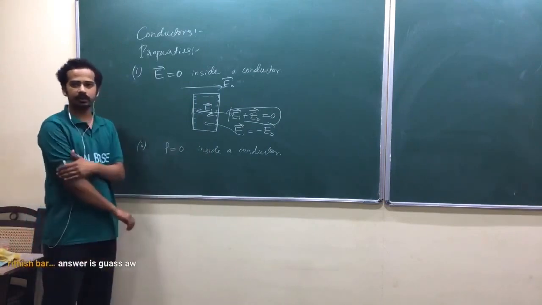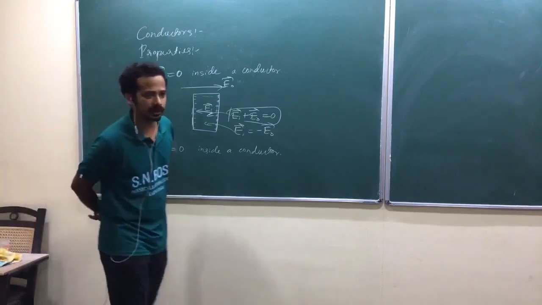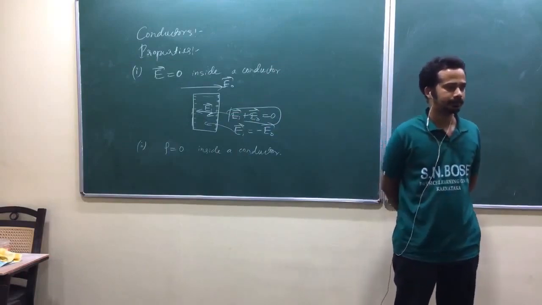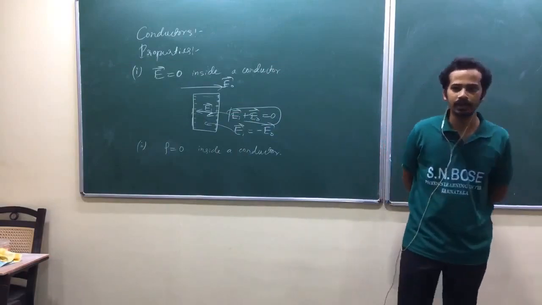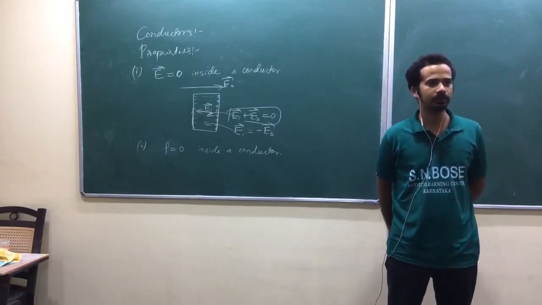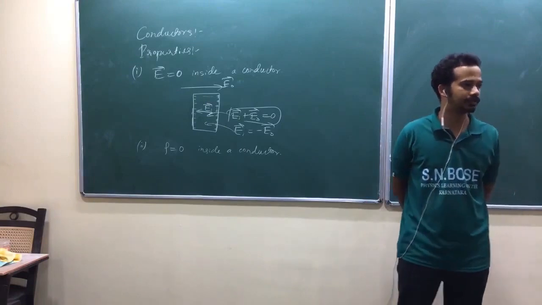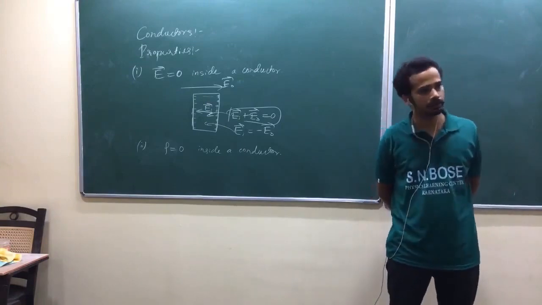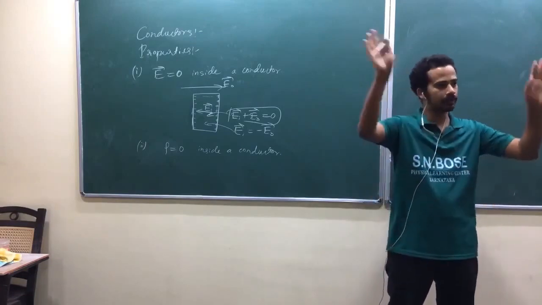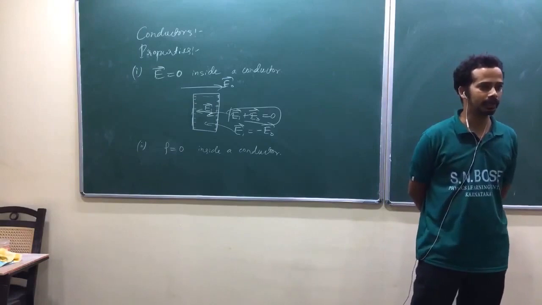The next sentence is there will be no volume charge density. So if you try to give any charge to the conductor, they will always reside on the surface. Why will they not reside inside? Because of the repulsion, so that volume charge density will not exist usually. Even if it exists, within no time, those volume charges will move out to the surface. That is the only place left.